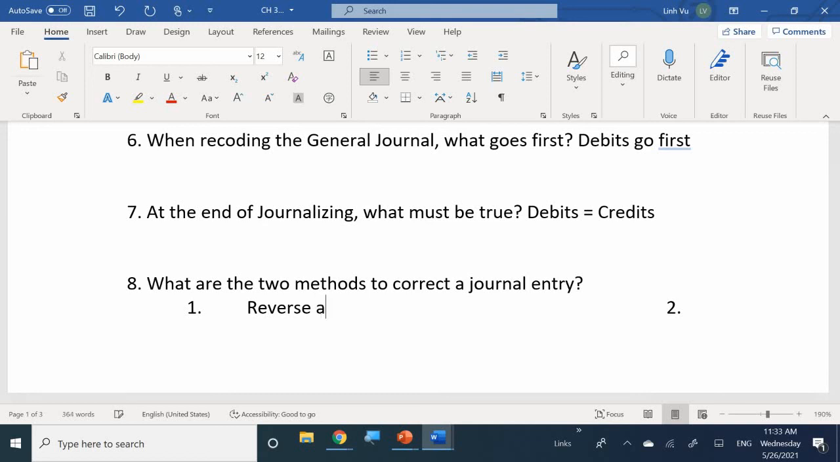And that other one, the quick way. Error cancellation. Okay, so reverse and reentry. And then the other one is error cancellation. Yes.